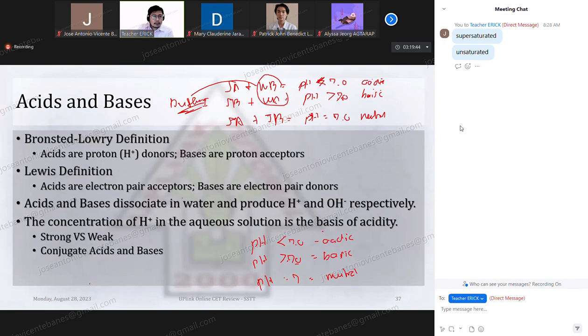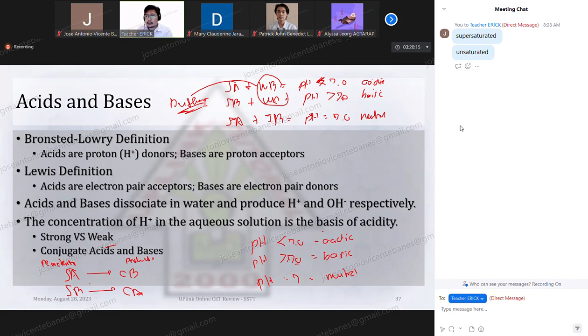Now, strong acids usually have a counterpart for a strong base. And a strong base always has a counterpart of a conjugate acid. Okay? So, the strong acids are always on the reactants, while conjugates are always on the product side. Okay? Don't be confused.